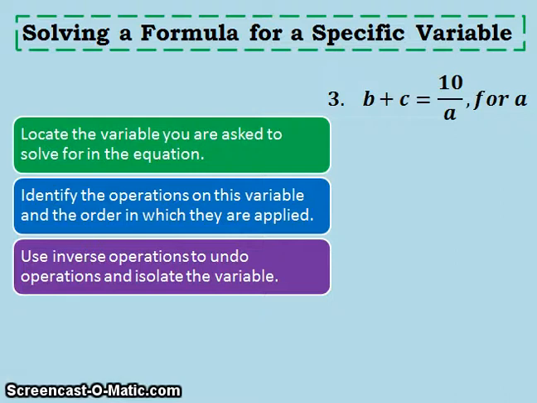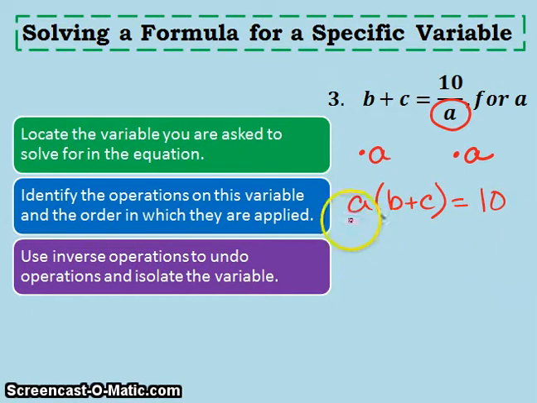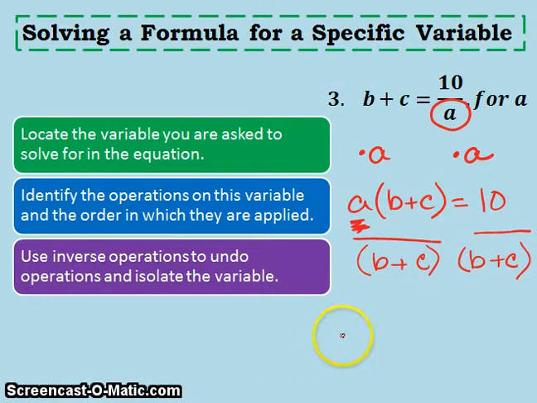In my last example, I'm solving b plus c equals 10 over a for a. In order to first get a by itself when it's in the denominator, I want to multiply both sides by a. This leaves me with a times b plus c on the left and just 10 on the right. Now to get this a by itself, we can divide both sides by the quantity of b plus c. So then my answer, a equals 10 divided by the quantity of b plus c.